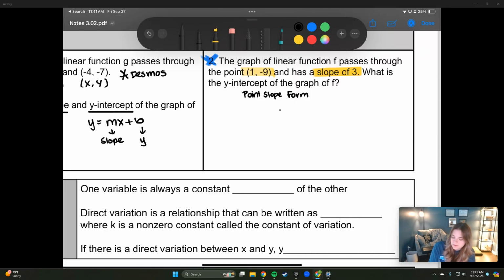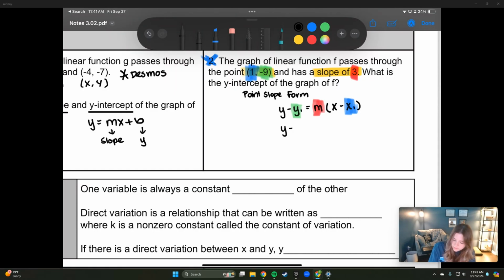Point-slope form looks like this. You say y minus y1 equals m times x minus x1. Okay? Now what you are changing here is you're going to be changing your y, which is great because it's right here, that's your y. You're going to be changing your m, or your slope, which is going to be super easy because it tells you it right here, there's your slope. Okay? Then you're going to be changing your x, which is super easy because it gives it to you right here. There's your x. So now you just plug in.